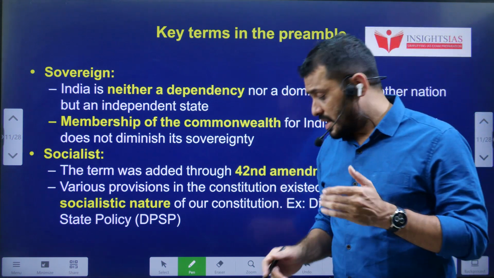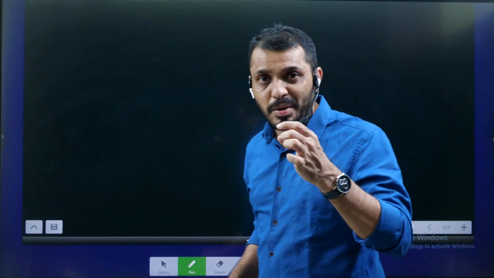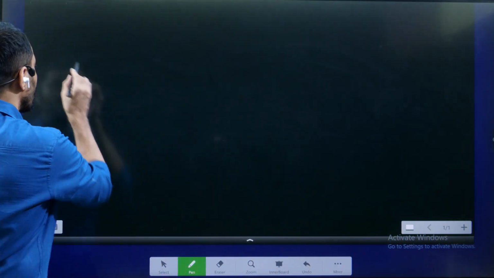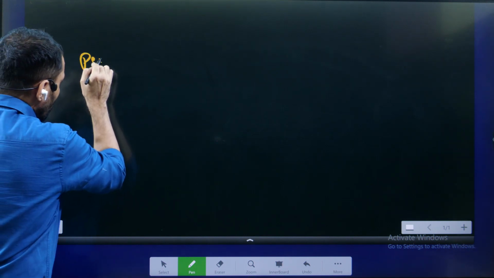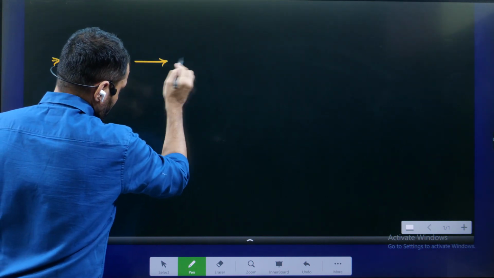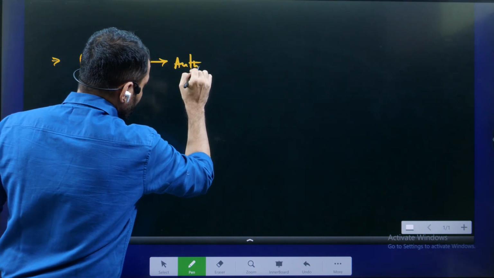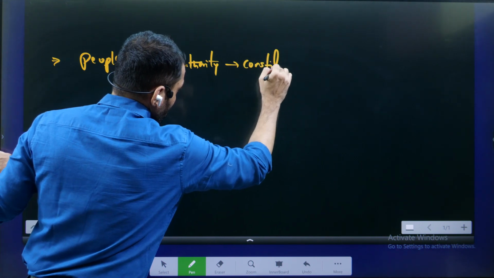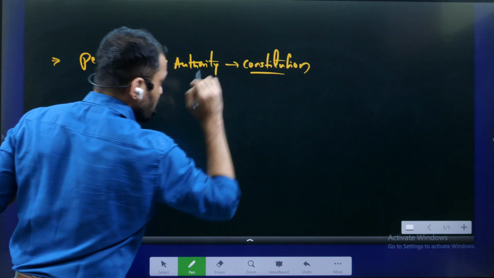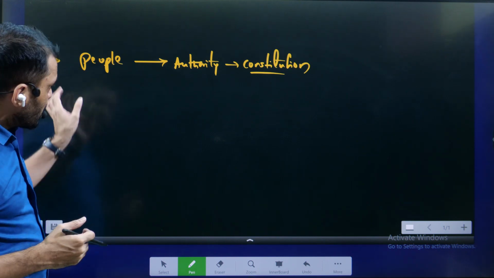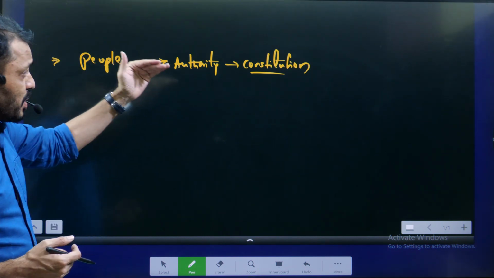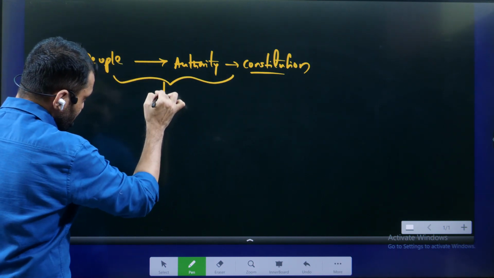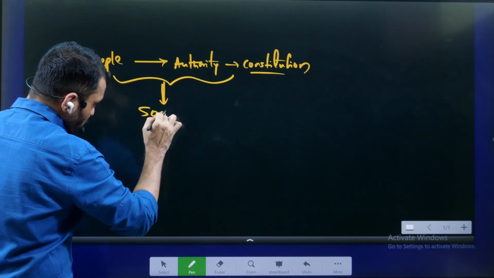Like I said earlier, the preamble is saying that the authority of the constitution is from the people. That means here people are giving authority to the constitution. That means they allowed the constitution to rule the people. That means there is an agreement between the people and the constitution. This type of agreement, in political science, we can call the social contract theory.